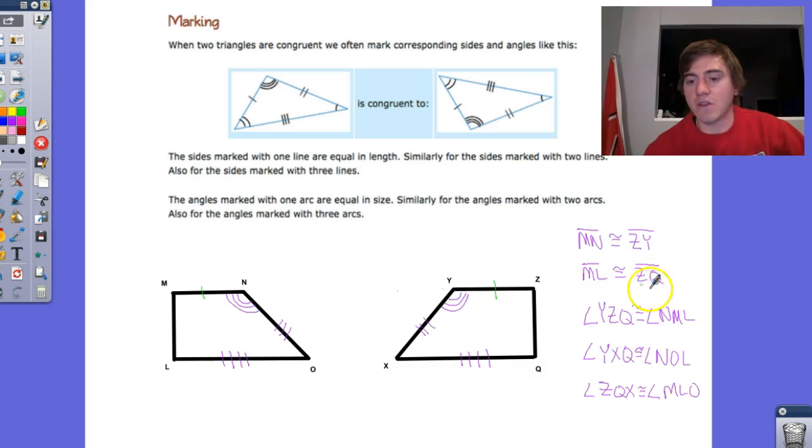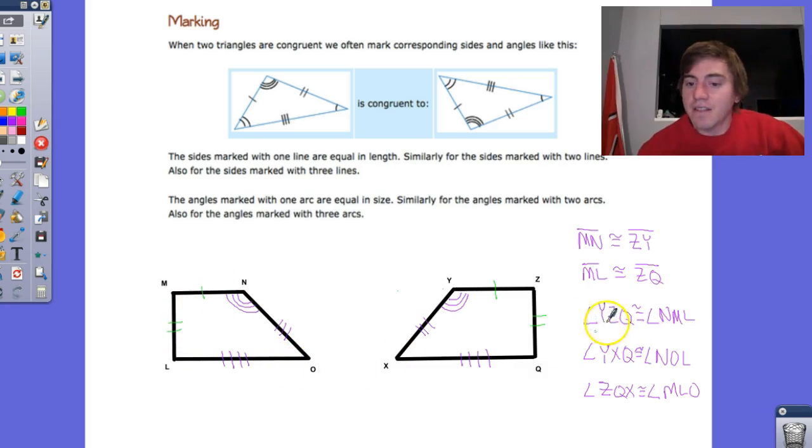Okay, ML is congruent to ZQ. ML, so let's put 2 through there, is congruent to ZQ. So we'll put 2 through there. Okay, this one has 2 and this one has 2, so they're congruent. We can't use 1 again because that would mark these two congruent to each other.